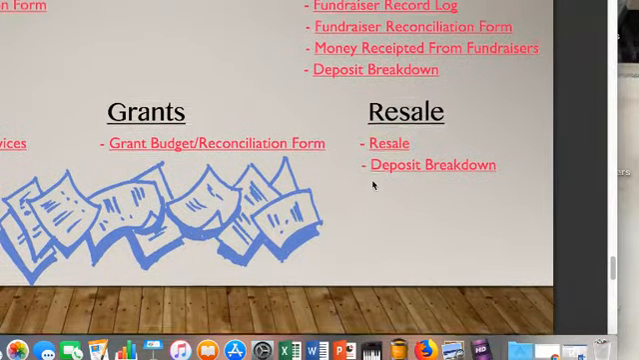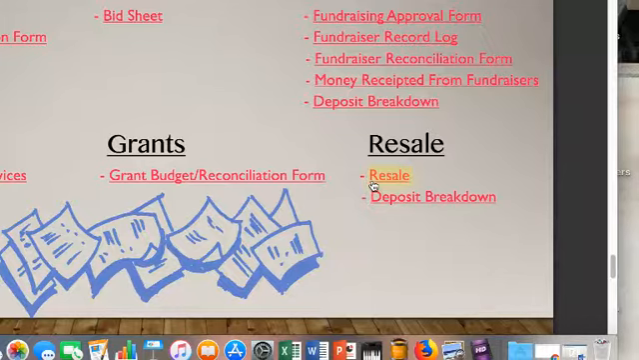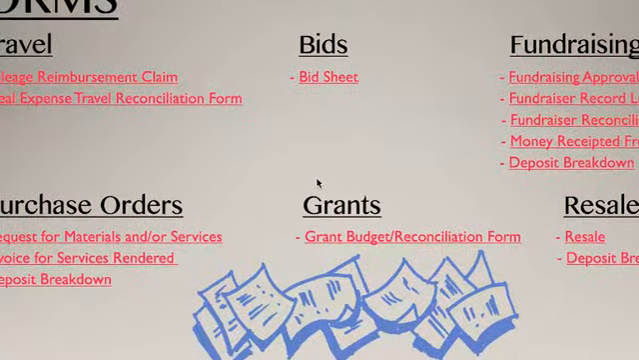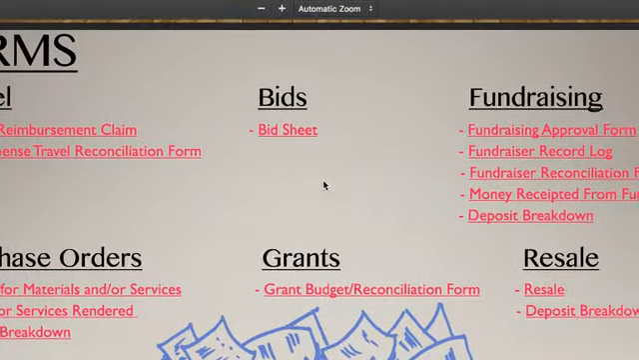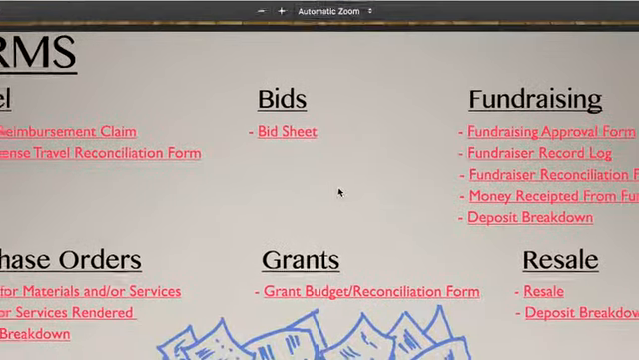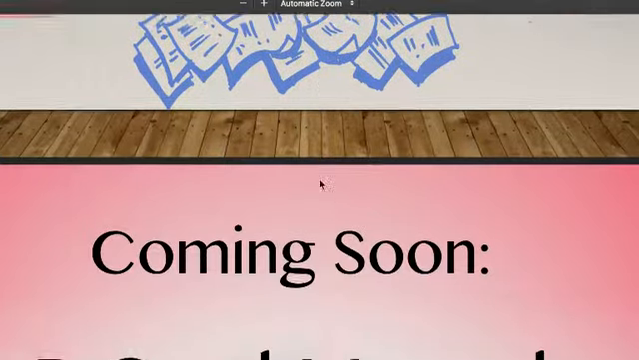This last little piece here, these are all the forms that are linked relating to the different parts of the Business Procedures Manual. You may or may not use any of these except for maybe the travel piece here, but at least you're aware of all those parts.